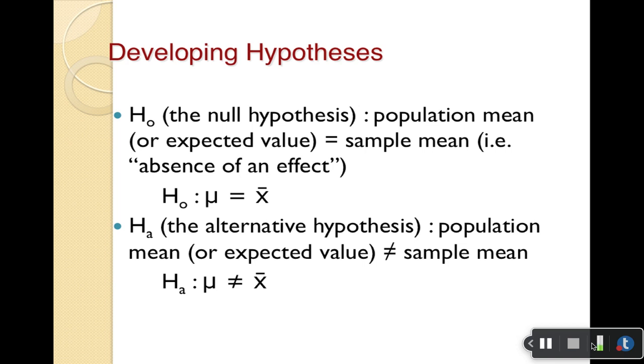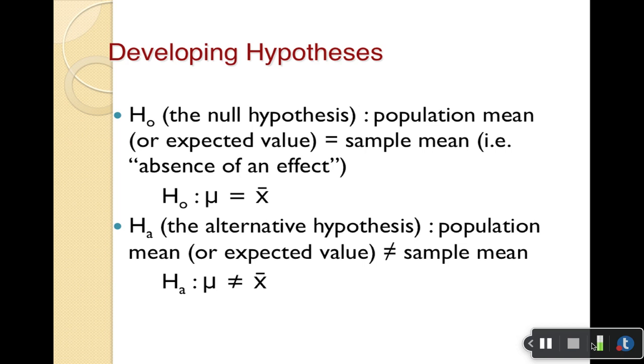So if we're interested in something like a reading intervention, let's say we have a population mean of reading scores, and we think some new program is going to help boost those scores. The null hypothesis would be that the program will make no difference. So the score in your intervention sample would be equal to the general population. It means that our intervention would have had no effect.